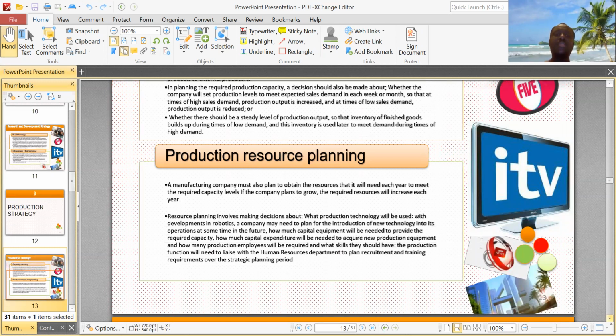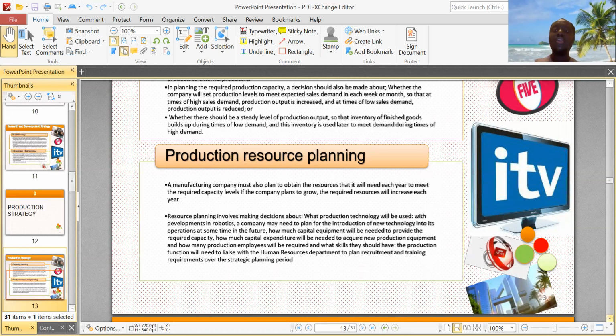A manufacturing company must also plan to obtain the resources that it will need to meet the required capacity levels if the company plans to grow. So you need to obtain the resources that it will need each year. It's very, very important. Resource planning involves making decisions about what production technology will be used. What kind of production technology will you use? How much capital equipment will be needed to provide the required capacity? How much capital expenditure will be needed? How many production employees will be required?